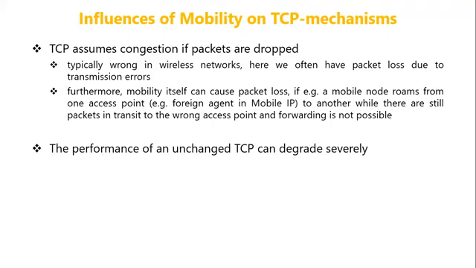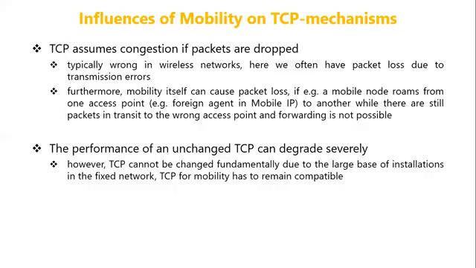If a mobile node roams from one access point to another while it is communicating with somebody else, then also there may be packet loss. So most of the time here, packet loss does not happen due to congestion, but due to other reasons. So the performance of an unchanged TCP can degrade severely. We cannot use the same TCP that is used in the wired network in a wireless network.